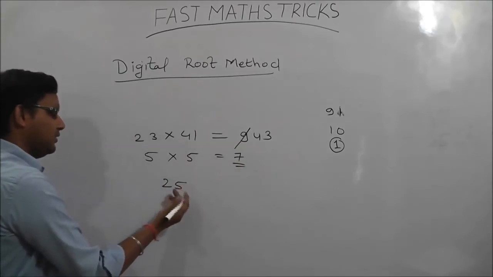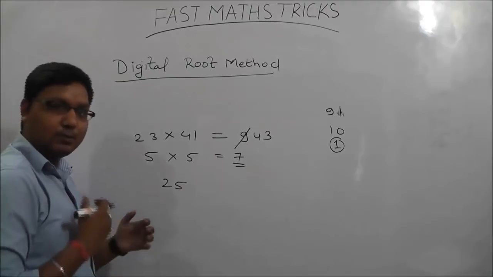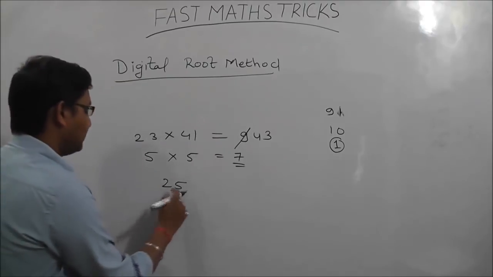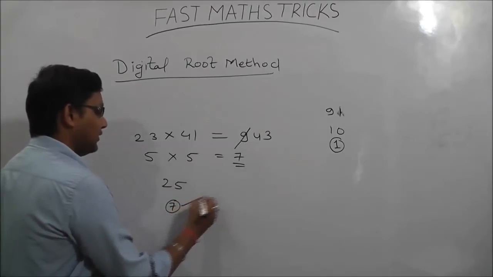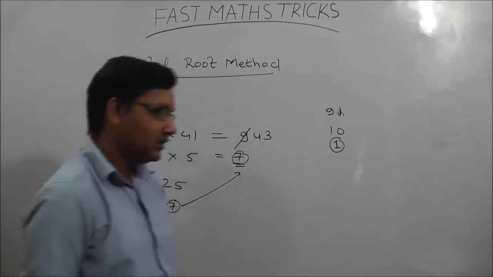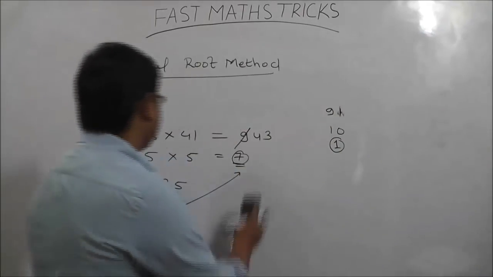And again we have to go on adding until we get a single digit. So 2 plus 5 is 7. So this side also 7, this side also 7. In this way we can verify our answer. So let us take one more example.